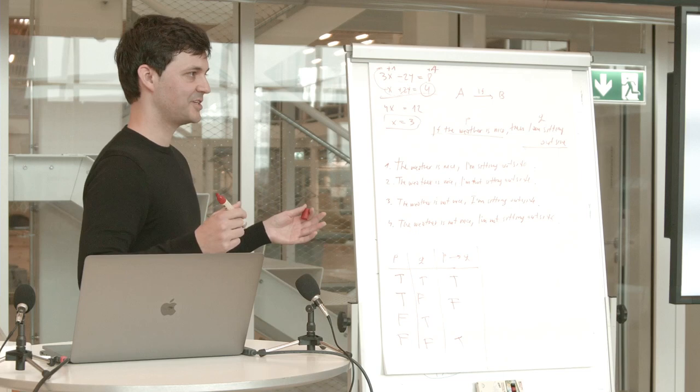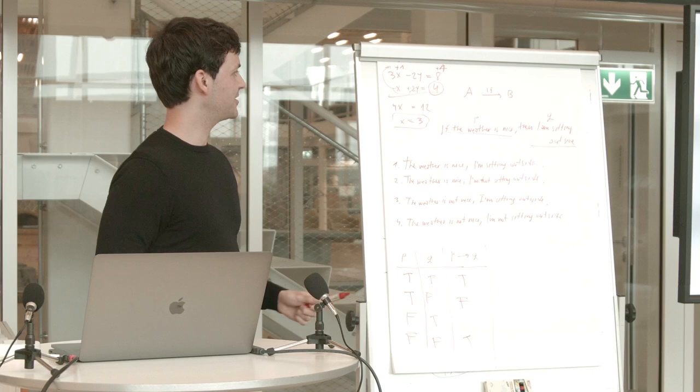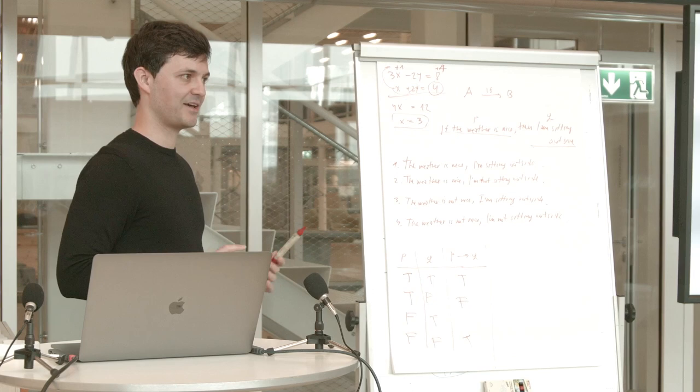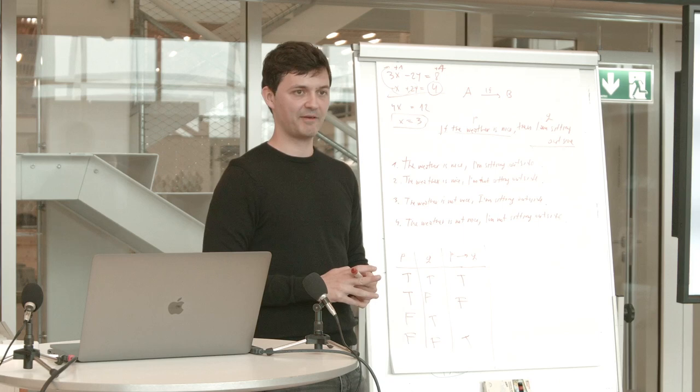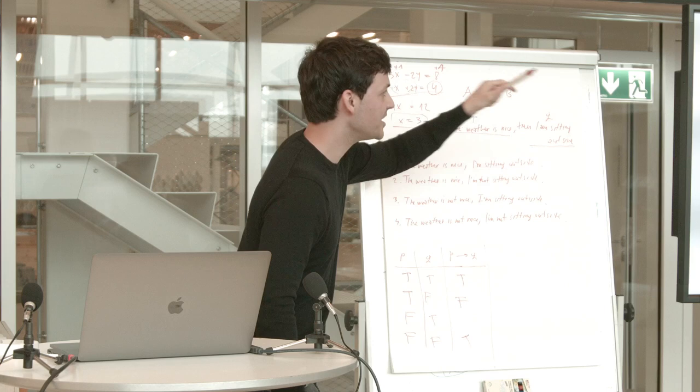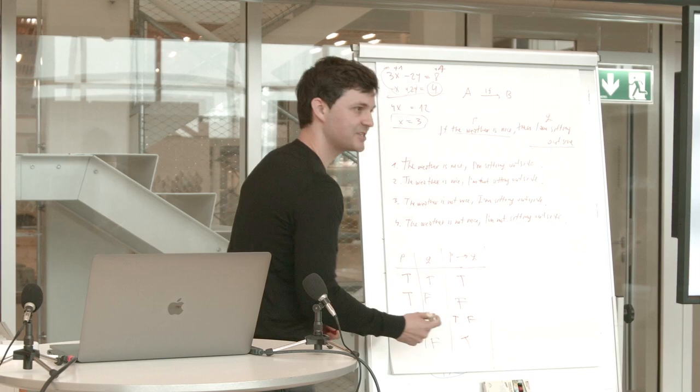Exactly. So this depends on what you want to have, because you only said if the weather is nice, I'm sitting outside. And you never said what happens if the weather is not nice. This is what you need to imply here. Therefore, this statement can be both true and false, and this branches implication into two forms of implication: one in which this is true, and one in which this is false. So you cannot decide, but you have to.